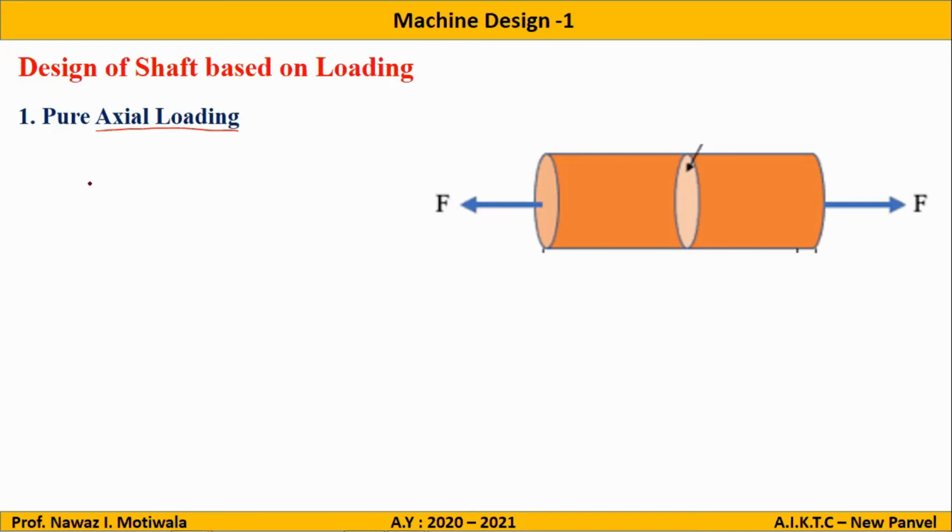So can I write sigma T? Again, our basics: sigma T is equal to P by A. Can I write this? Yes, sir. So sigma T is equal to, in terms of P, I have given the force F, so I will replace it here: force F divided by the area from where it will break. Cross section area. Yes, it will break at the minimum cross section area.